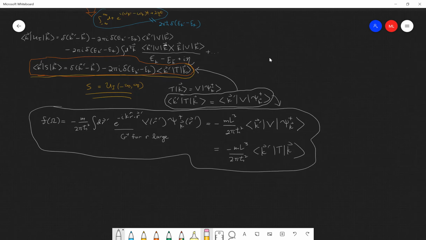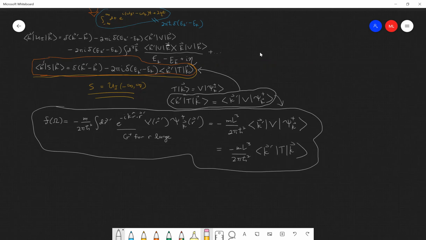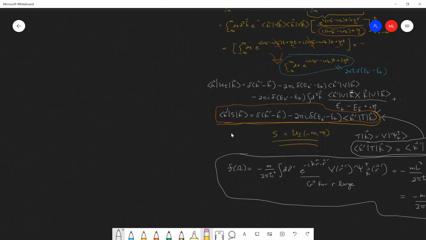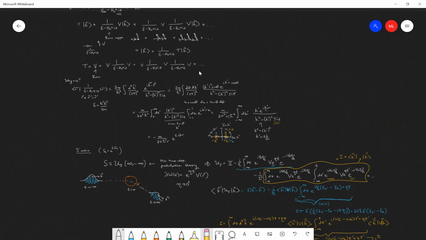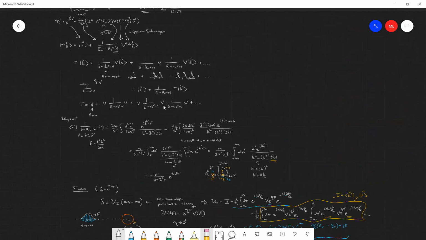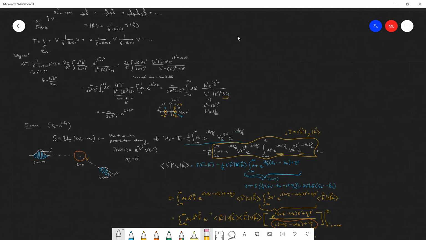So I'll leave it here for now, and then we'll continue talking about the S matrix a little bit and its symmetries. But these are the important formulas that connect the T matrix to both the S matrix and the scattering amplitude. And remember, the T matrix is just this formal sum of the Born series, where you get higher and higher order corrections from iteratively solving the Lippmann-Schwinger equation.